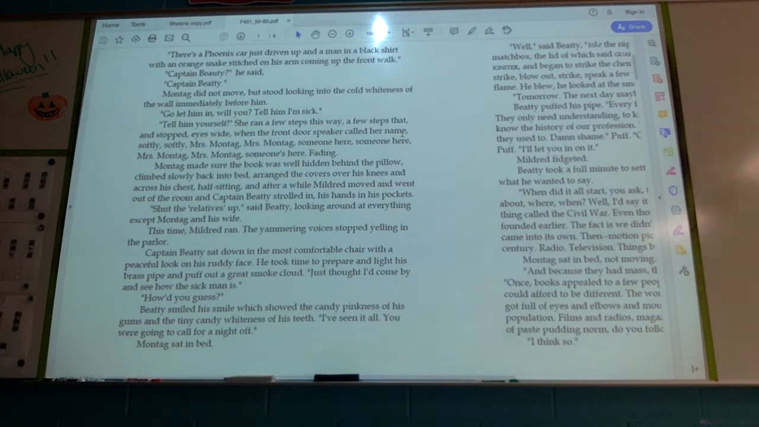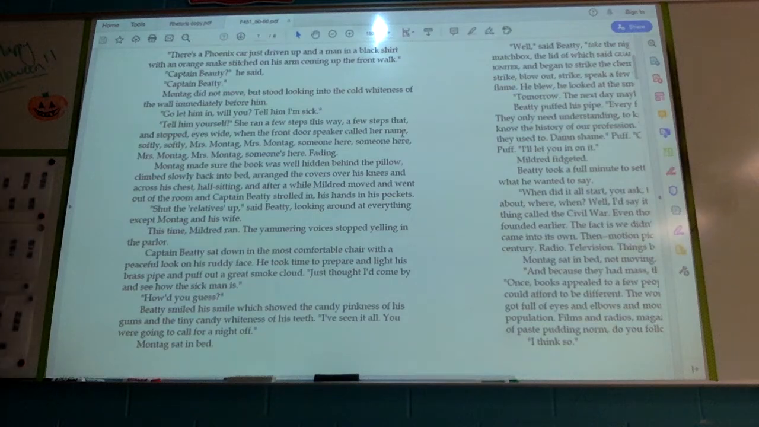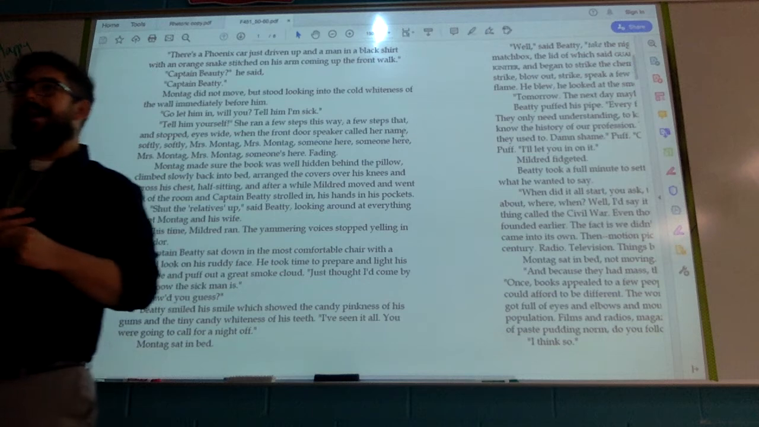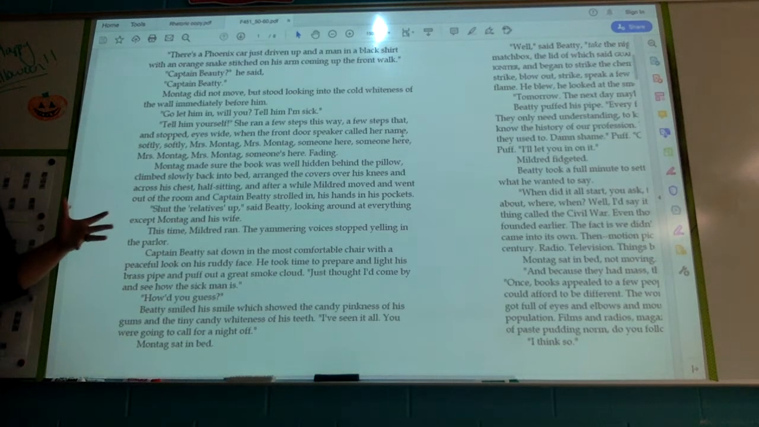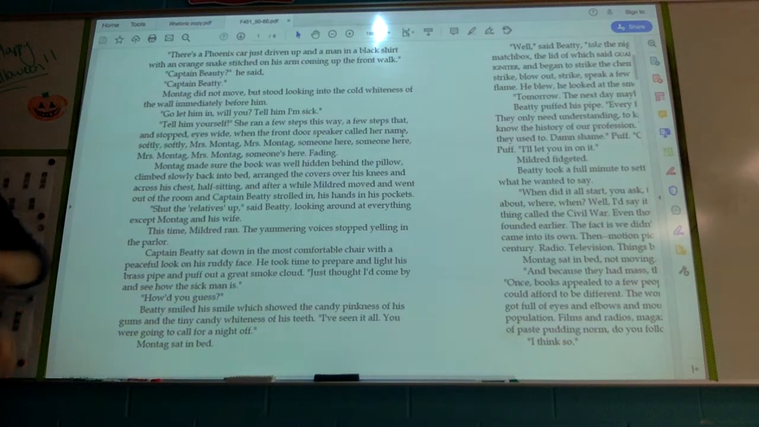He described her in a very negative viewpoint, but also her character in general is kind of a hateful, spiteful, childlike character. She thinks very selfishly almost the entire time. Right here is our entrance of Captain Beatty in the Phoenix car. The Phoenix is a symbol of their work, and that's what's driving up.